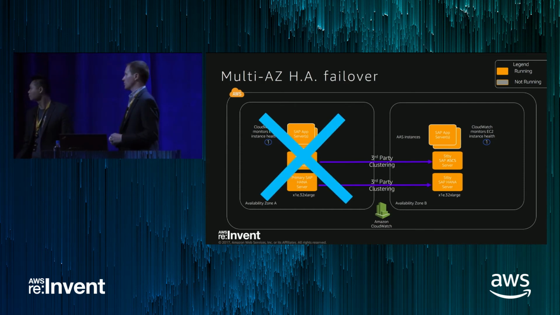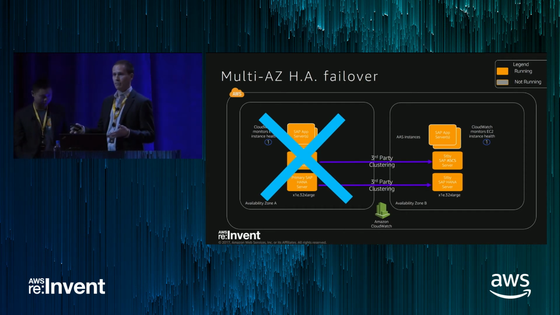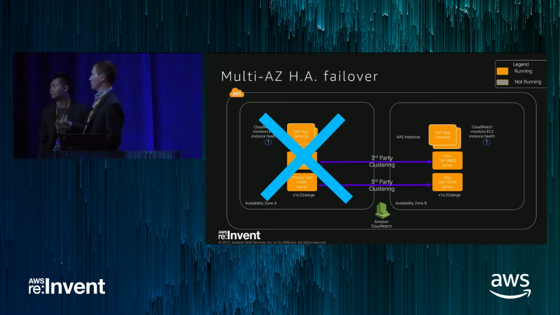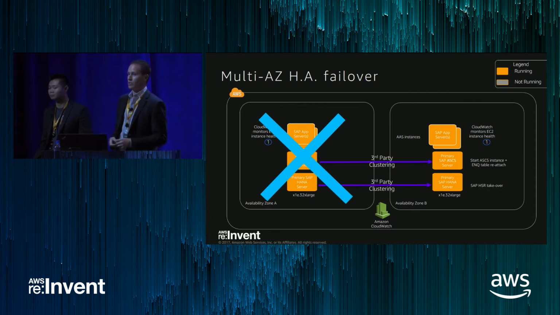And just like the other solutions, with third-party clustering, whenever this primary goes down, third-party clustering detects the failure. That's the first piece. It goes through, it changes this standby server over here into the primary server. It changes the standby ASCS into the primary ASCS, and your SAP apps start working.